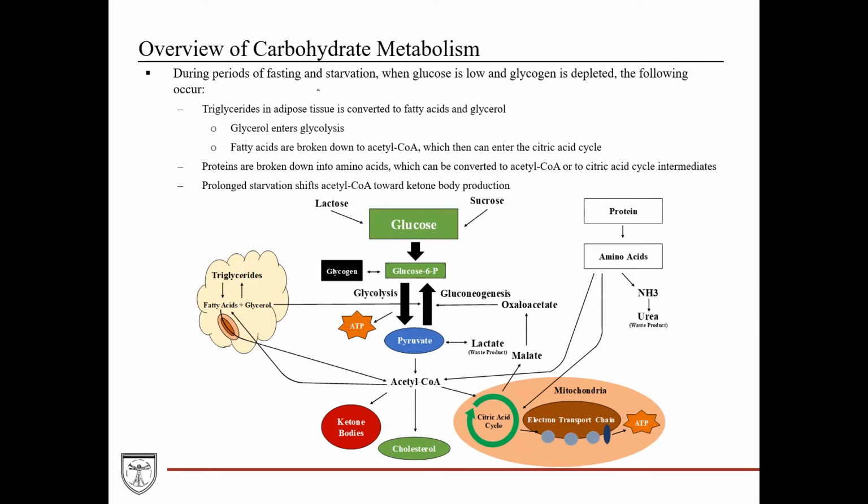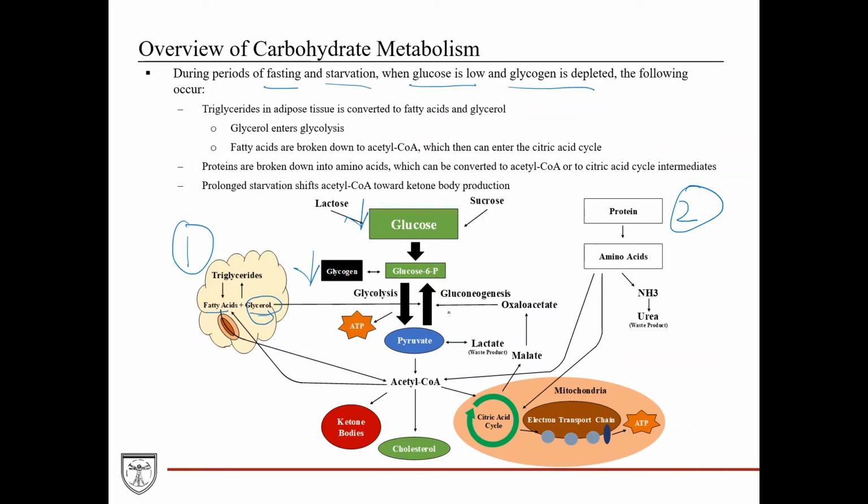Now, again, a very general overview of how these all work together during periods of fasting and starvation. Glucose is low and glycogen is depleted. So you have low glucose, you've used up all your glycogen storage. So at this point, you need to get energy from other sources. And those main two other sources are triglycerides and proteins. Now first, triglycerides. You break them down to fatty acids and glycerol.